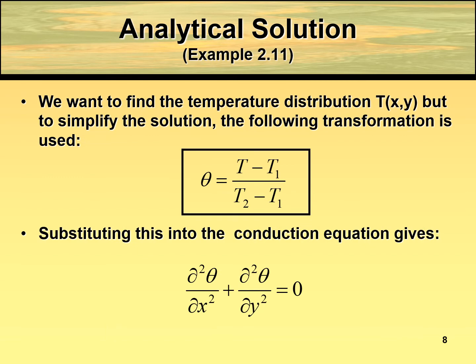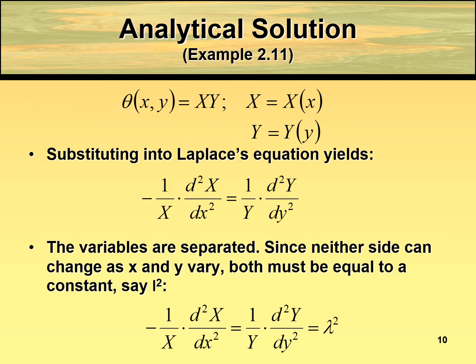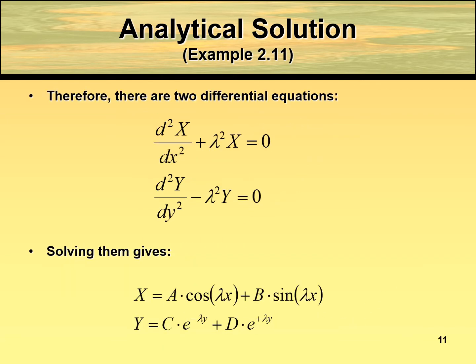Again, you change it, right? And this is what you get, and then by solving this, you will have this equation. So the variables are separated, since neither side can change as x and y vary. Both must be equal to a constant, say lambda squared or delta squared, no? Right? So continue, and then you get this by solving them. You have this equation in x and y.